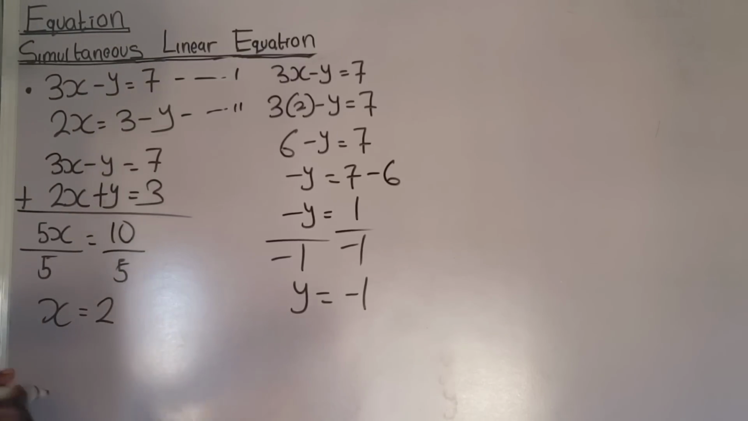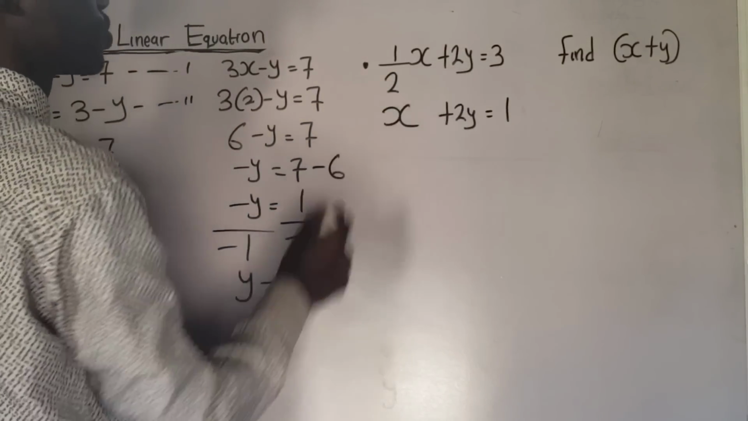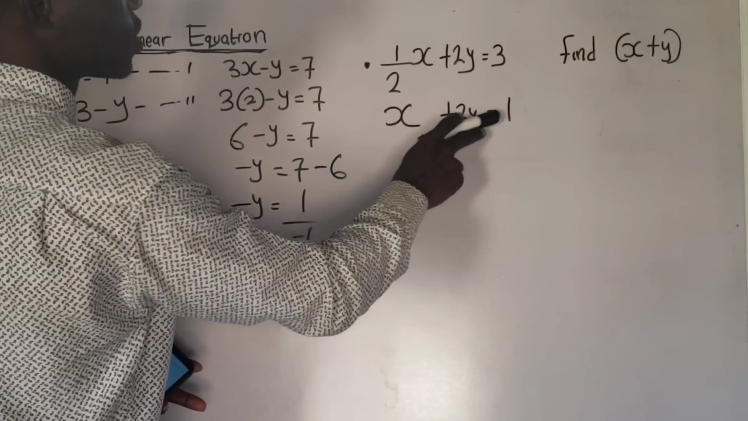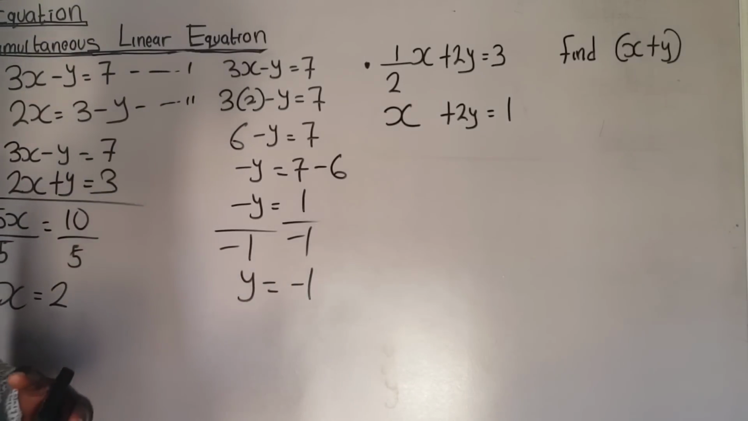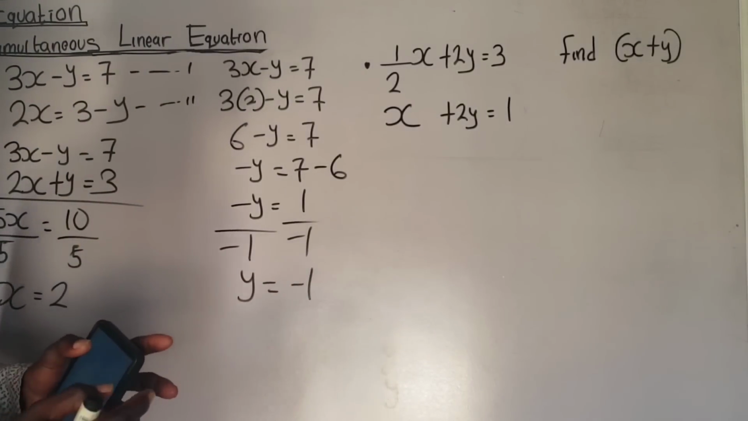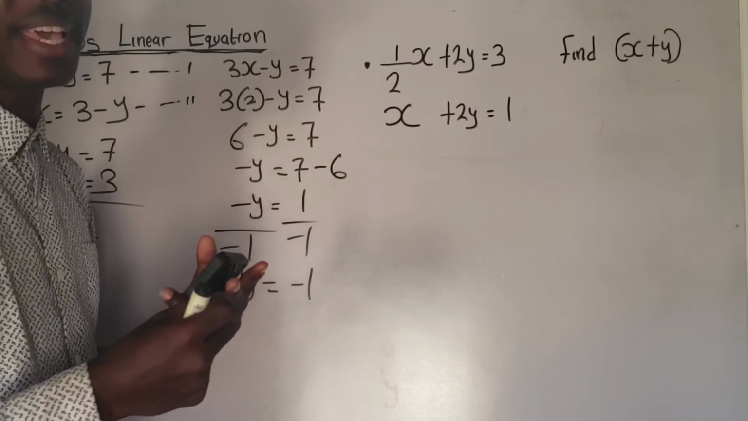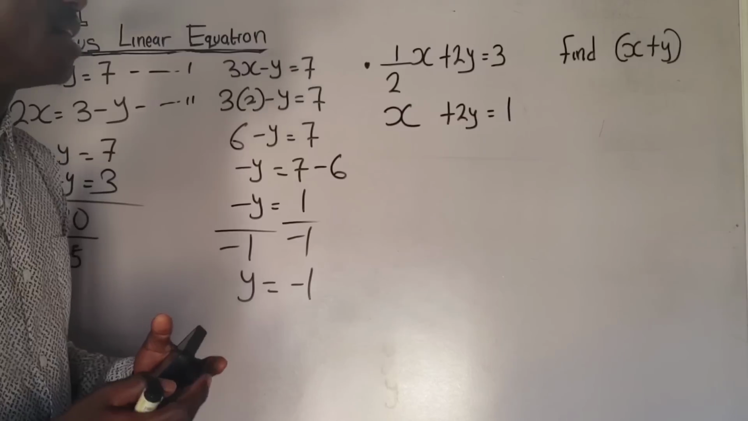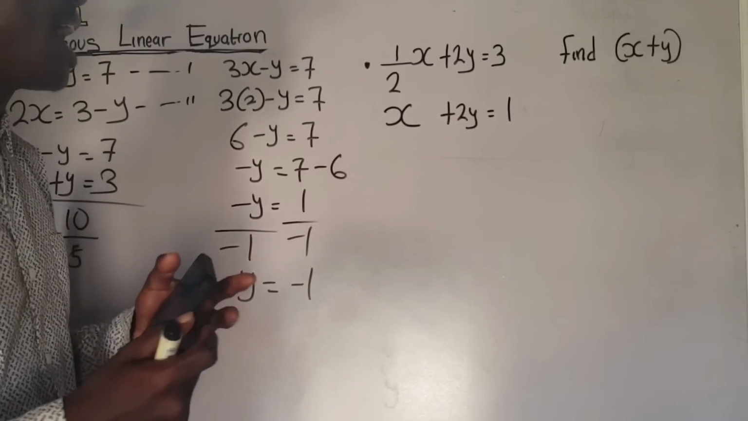Okay. Now let's proceed to another question. Half of x plus 2y is equals to 3. x plus 2y is equals to 1. We are asked to find the value of x plus y. Now I want you to pay attention. Looking at this simultaneous equation, you can see that we can easily eliminate y. The reason is because the coefficient of y is the same and they have the same sign.